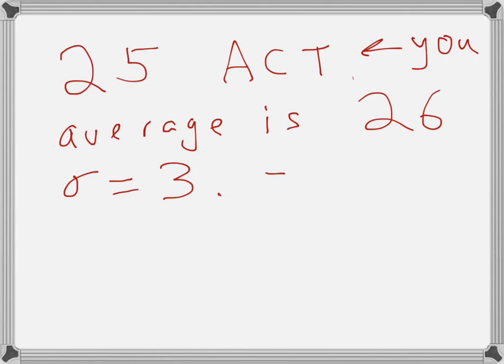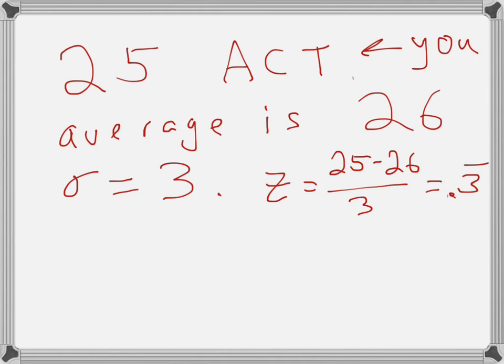Okay, you should have calculated that z is 25 minus 26 over 3, which is 0.3 repeating. Now, one thing to realize is that it should be negative 0.3 repeating because we are below the mean. So, the next thing I want you to think about, and pause your video after I ask the question, is what does that mean in context?